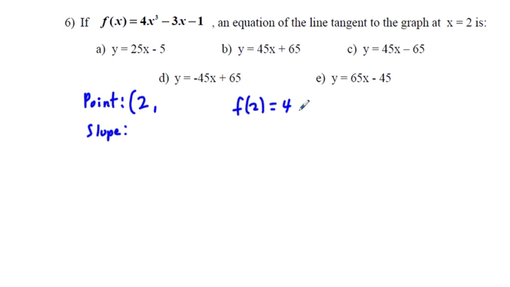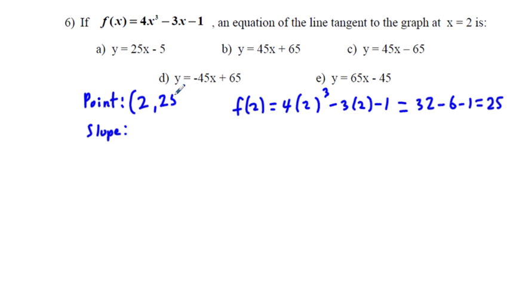So we have 4 times 2 cubed minus 3 times 2 minus 1. And 2 cubed is 8, and 4 times 8 is 32, so that's going to be 32 minus 6 minus 1. And that's going to be 32 minus 7, it's going to be 25. So that's going to be our y-coordinate of that point.